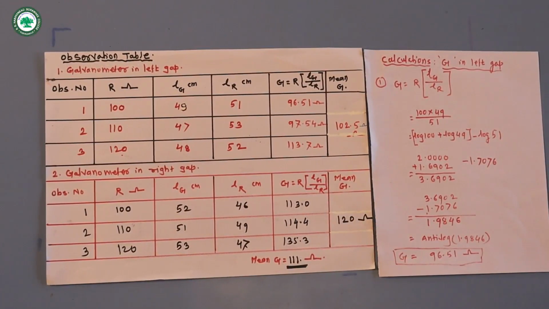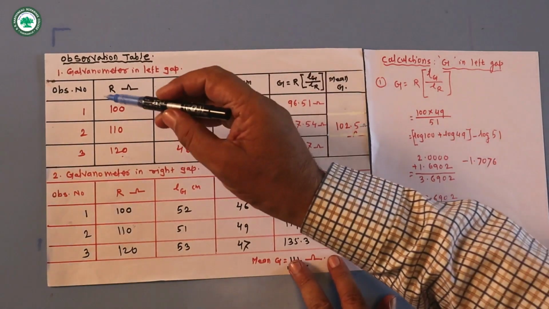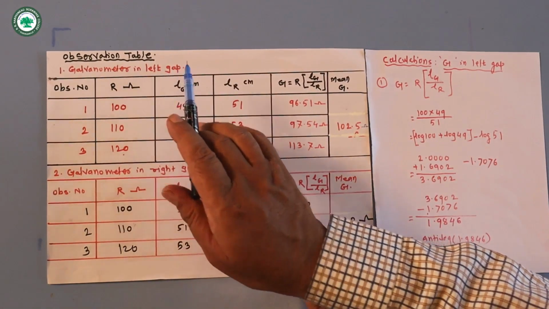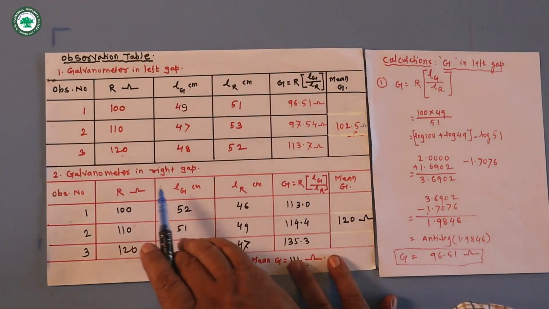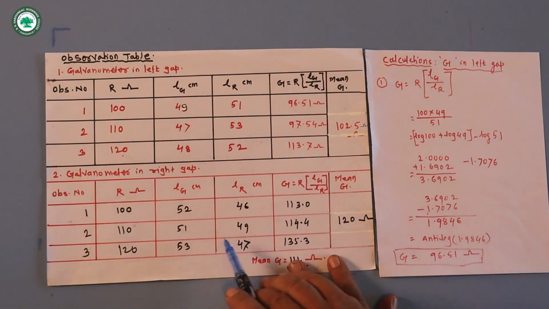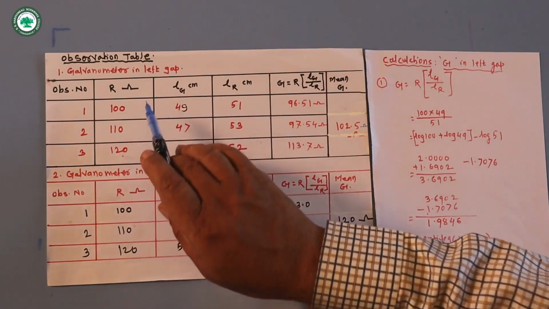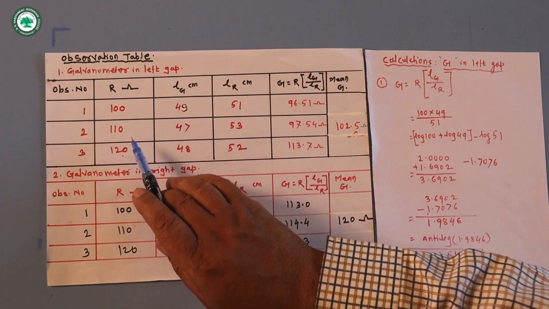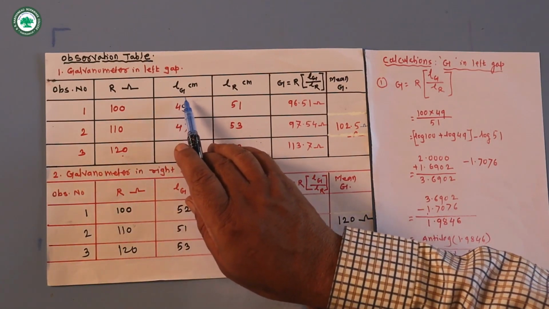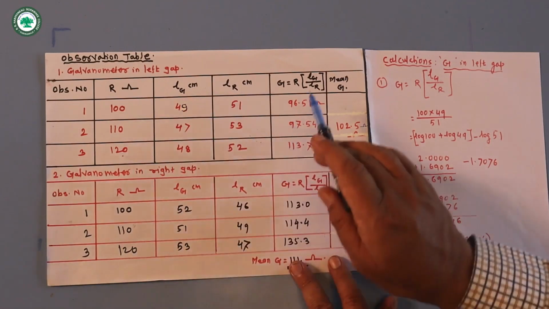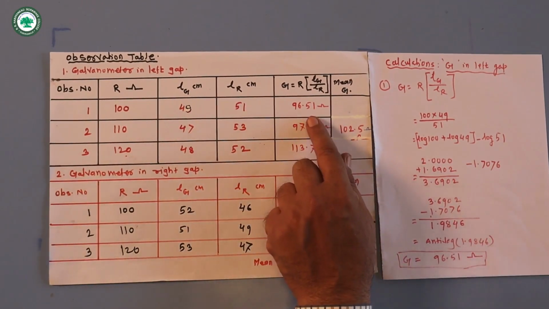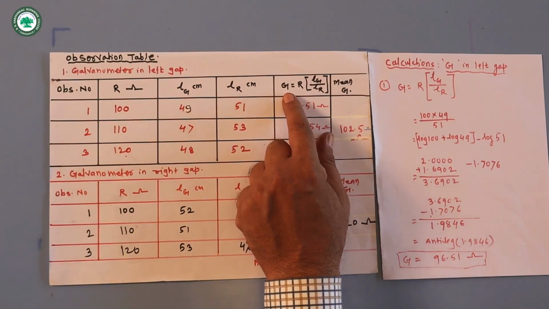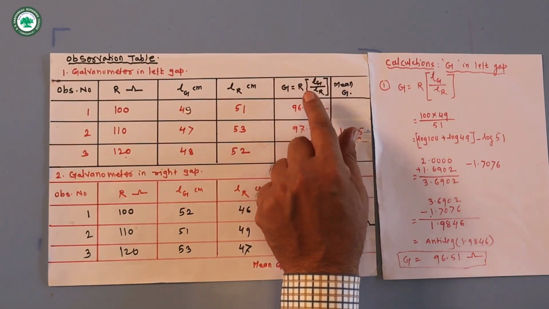Hello students, in part first we take some readings to determine the resistance of galvanometer by Kelvin's method. Now here we take 3 readings for galvanometer in left gap and again 3 readings for galvanometer in a right gap. We take readings like this, changing the resistance, that is 100, 110, 120. We get the readings LG and LR like this. Now we have to calculate the value of G, resistance of galvanometer, using this formula.